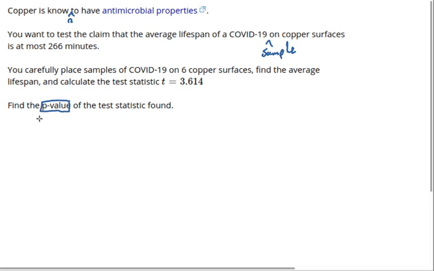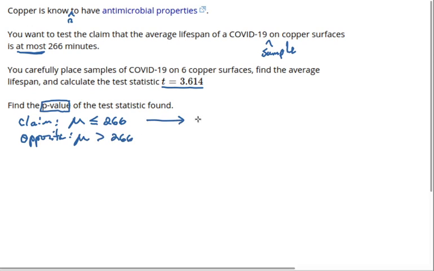So, first of all, let's find out what kind of test this is: left, right, or two-tail. And there is a hint in the test statistic that I'll talk about in a moment. To do that, we're going to find, first of all, the claim in symbols. At most means it can't be more than 266, but it could be less than or it could be equal to. So the mean is less than or equal to 266. The opposite is the mean is greater than 266.